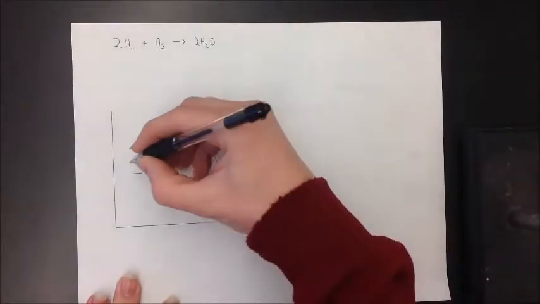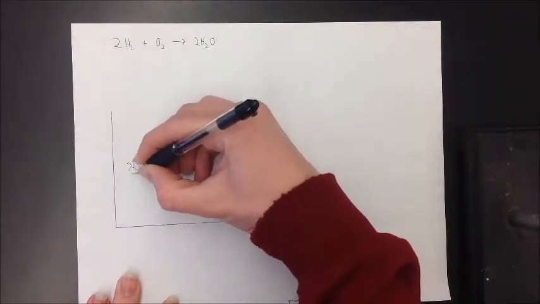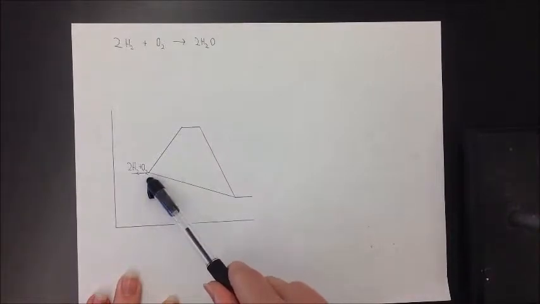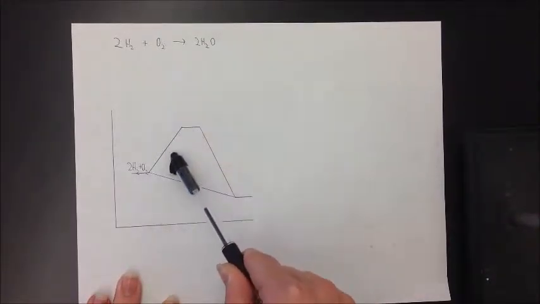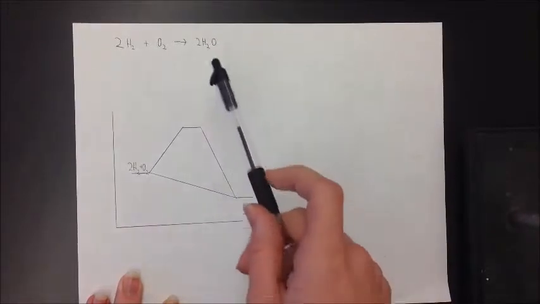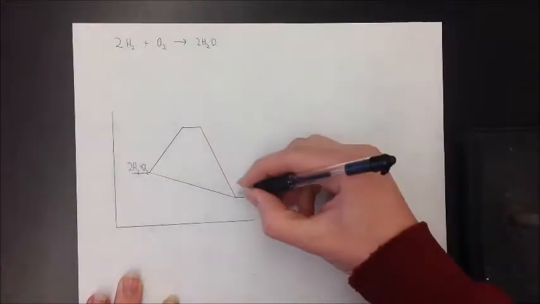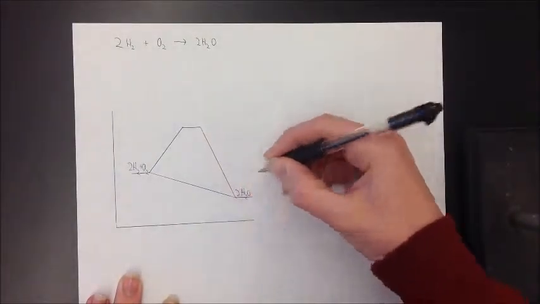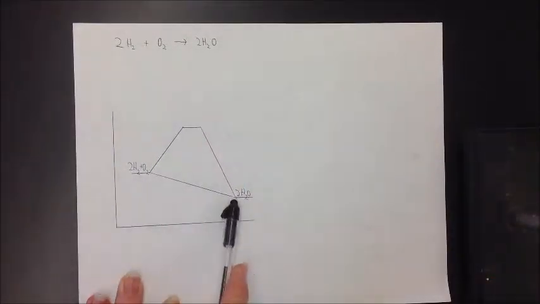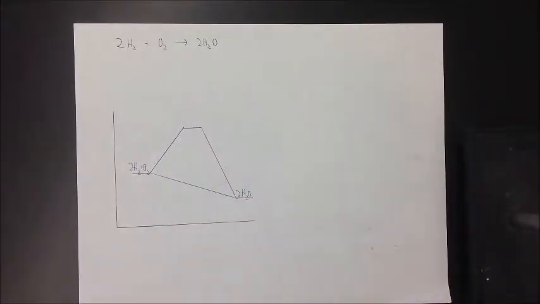So we begin with 2H2 plus O2, and then we have the match, which adds energy in and breaks the bonds. And then the bonds reform, this time two hydrogens with an oxygen, making H2O. And then the overall energy is negative, which means that it's an exothermic reaction.